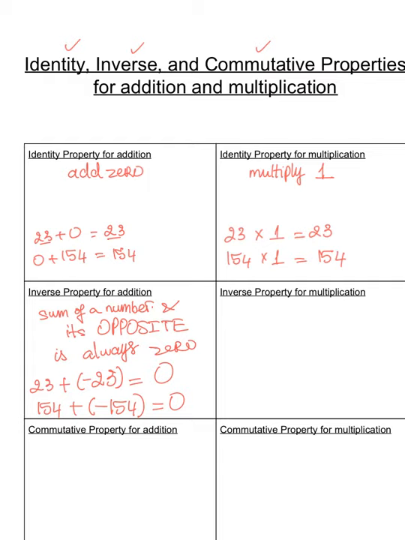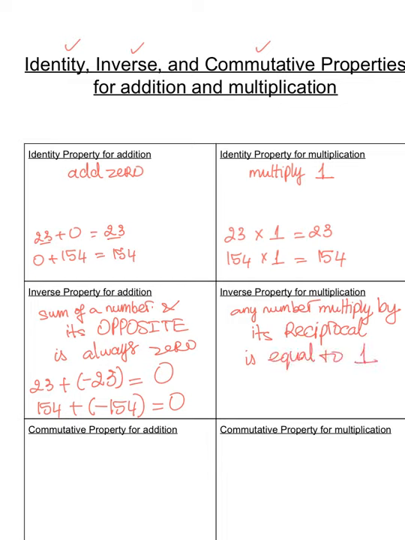Inverse property of multiplication is any number multiplied by its reciprocal is equal to 1. Another way of saying reciprocal is people usually use the word flip a number. All right, let's see what that means.